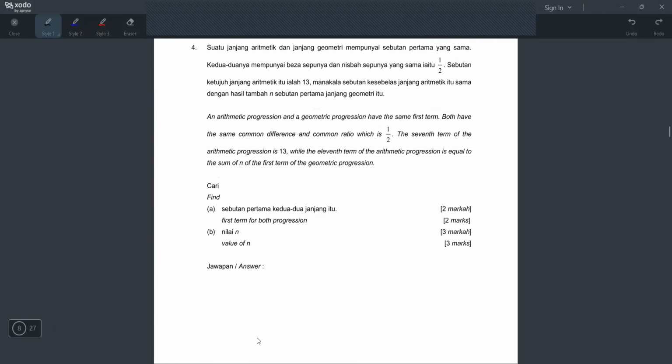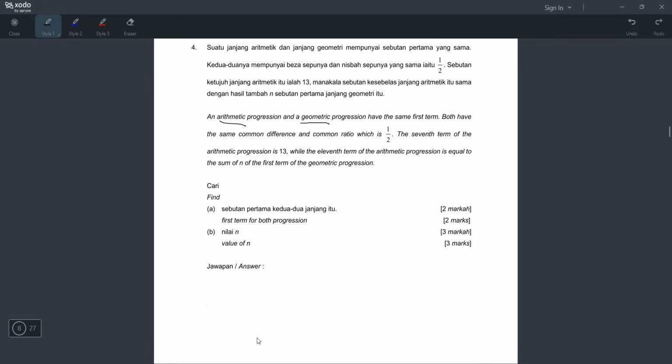Okay, let's do number 4. I think this is progression, right? So let's read here. An arithmetic progression and a geometric progression have the same first term. Both have the same common difference and common ratio, which is 1/2. And then it says the 7th term of the arithmetic progression is 13, while the 11th term of the arithmetic progression is equal to the sum of n first terms of the geometric progression. Soalan A, find the first term for both progressions.